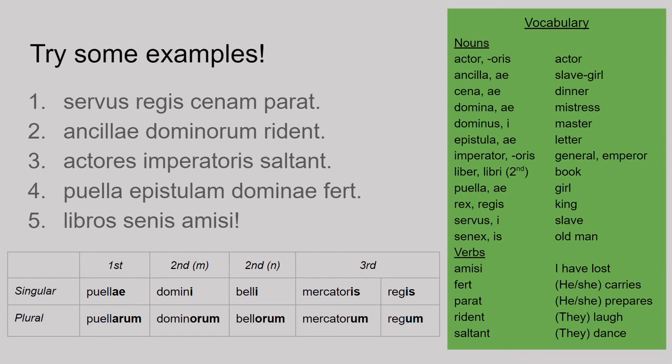For the first one, servus regis cenam parat. The genitive is regis, of the king. So the sentence says, the slave of the king, or the king's slave, prepares the dinner.